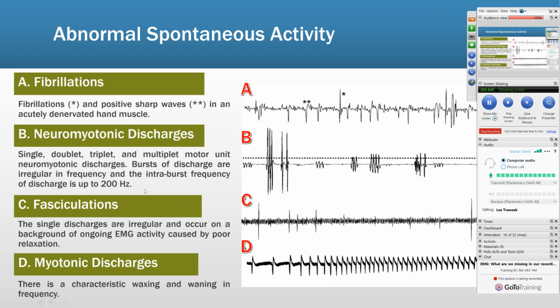The second one is neuromyotonic discharges. Neuromyotonic discharges is the B one, and it can have single, double, triple, or multiple motor units firing at the same time, and they have intermittent interburst frequency, at up to a frequency of 200 hertz. The third one is fasciculation. The fasciculations are single discharges and are irregular and occur on background in the EMG. So you can see the single spikes; those are called fasciculation. The fourth one is myotonic discharges. Myotonic discharges is D, the last one, and it has characteristics of waxing and waning. So you can see the frequency goes higher and lower, and the amplitude gets bigger and smaller.